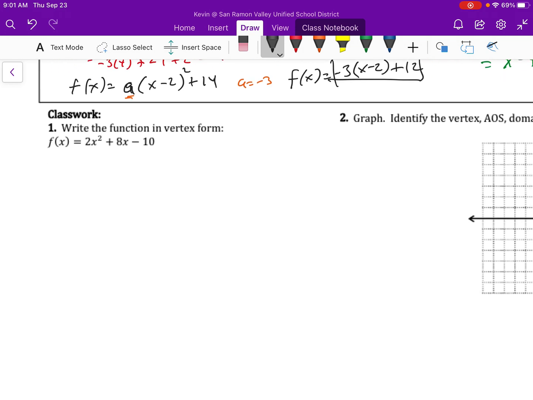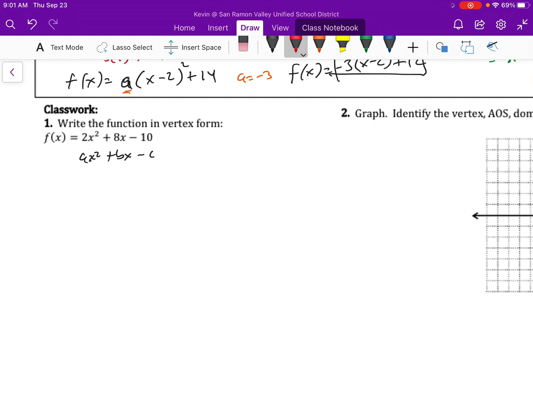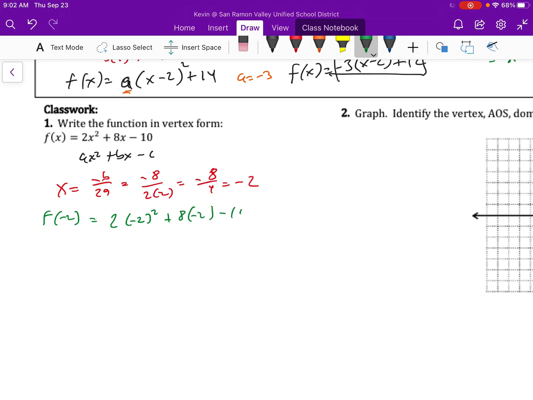All right, same thing here. We have ax squared plus bx minus c. Same rules apply. We first need to find our vertex. So we're going to take x equals negative b over 2a. Negative 8 over 2 times 2 equals negative 8 over 4, or negative 2. Now we're going to find f of negative 2 equals 2 times negative 2 squared plus 8 times negative 2 minus 10.